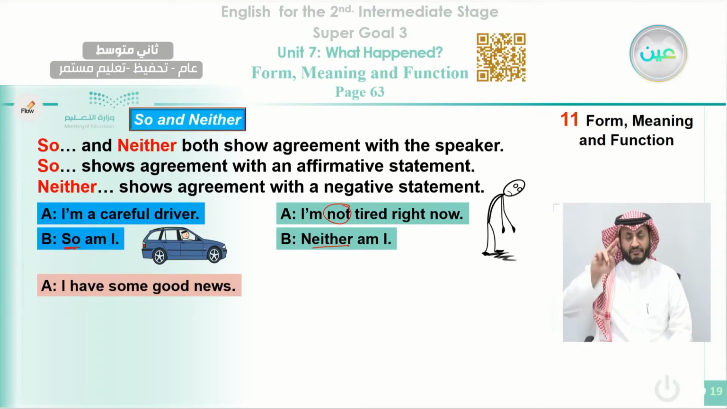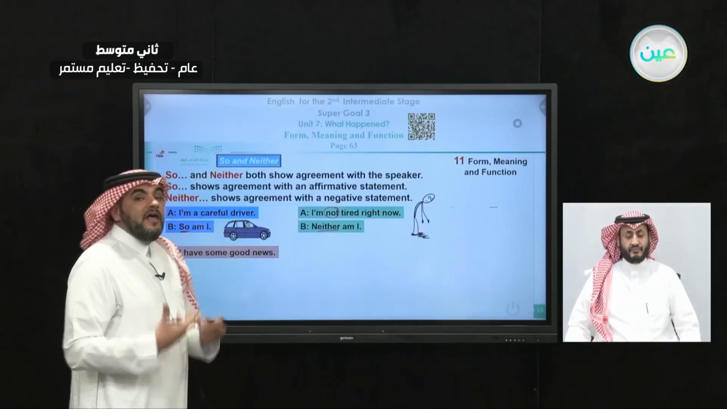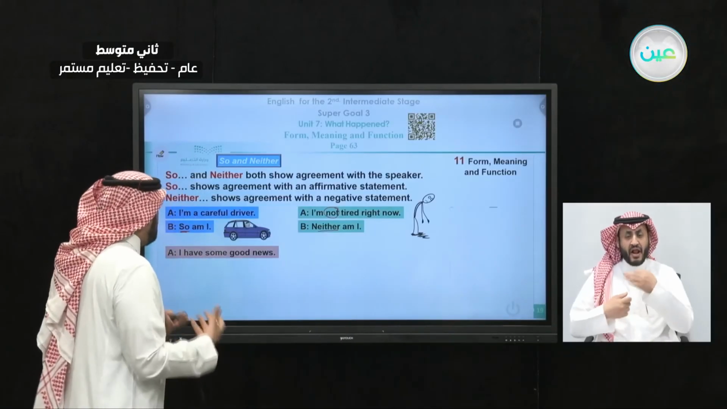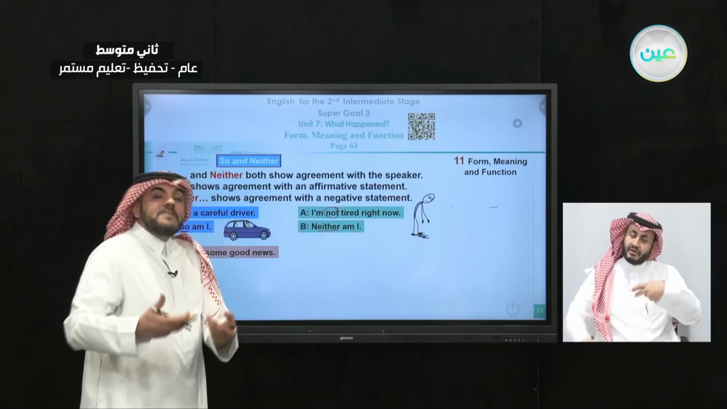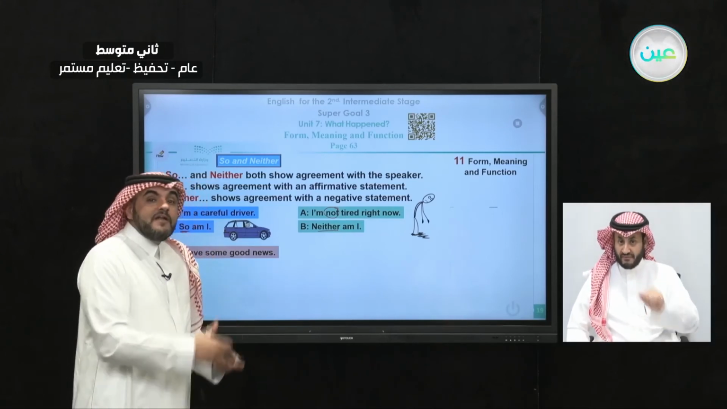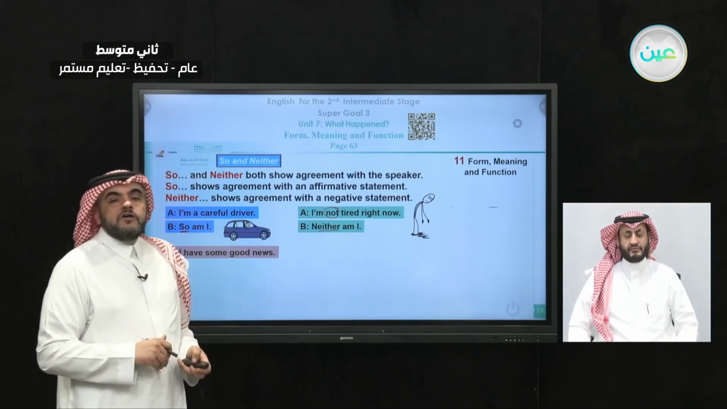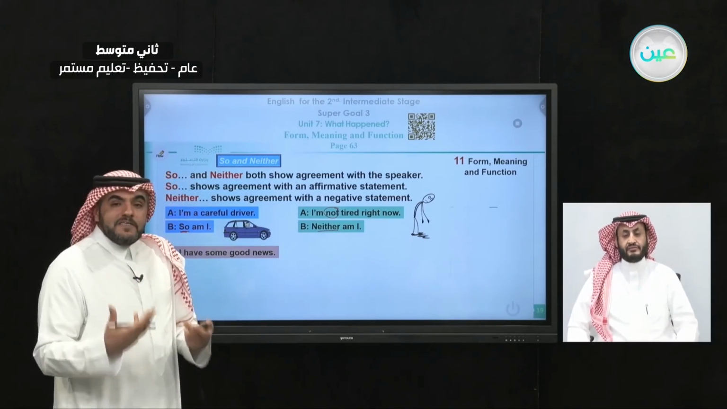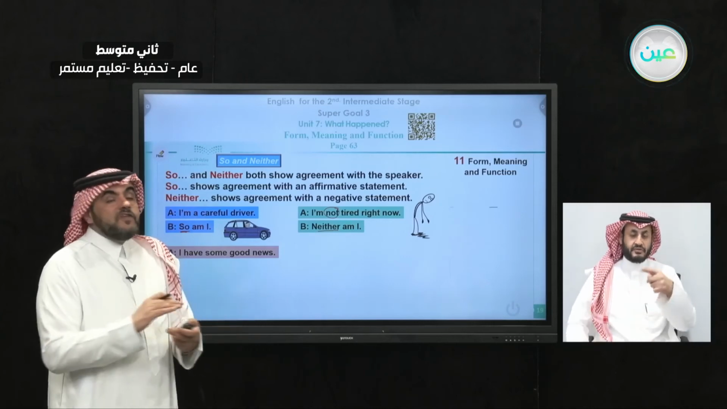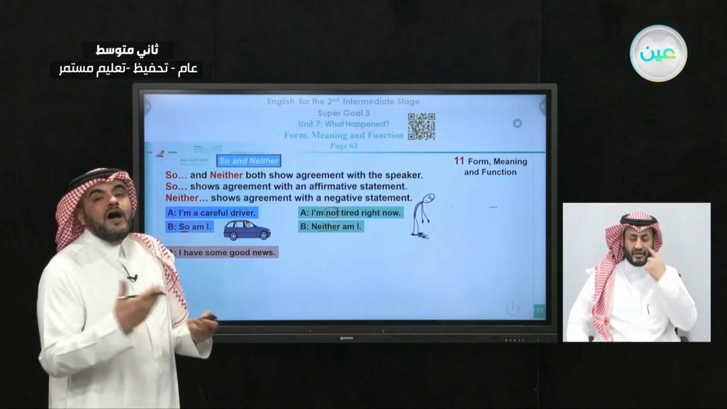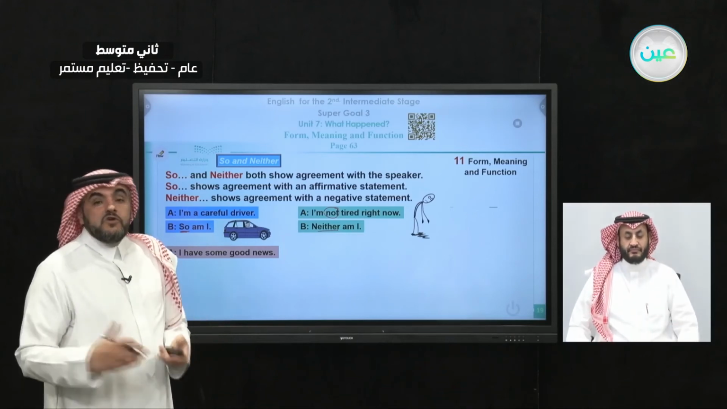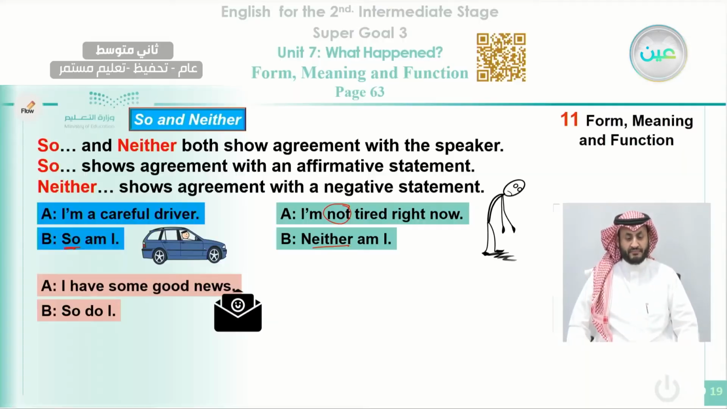Another example: I have some good news. Notice we are using a verb in the present simple, and the speaker says, I have good news. You agree with the speaker, telling that you also have good news. How can you say it? Since it is affirmative, not negative, there is no not here, we use so. So how do we say it? So do I, because it is in the present simple.